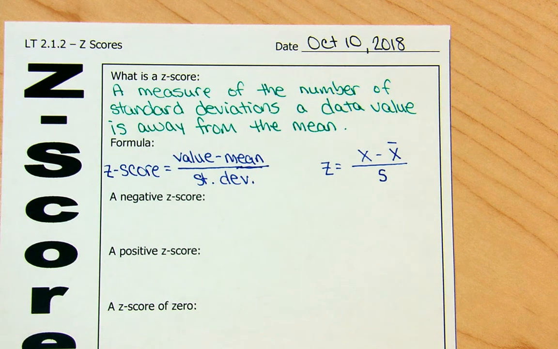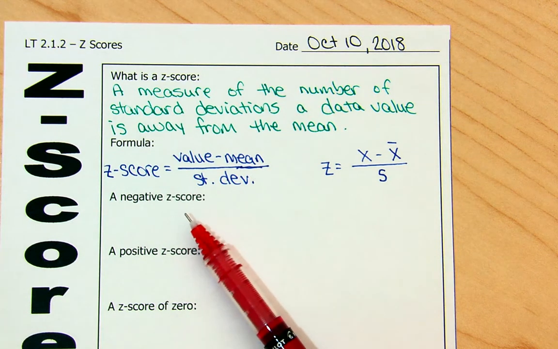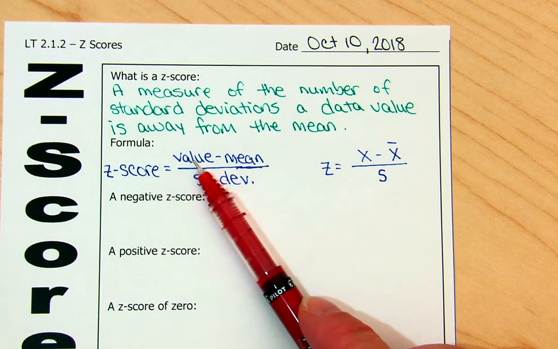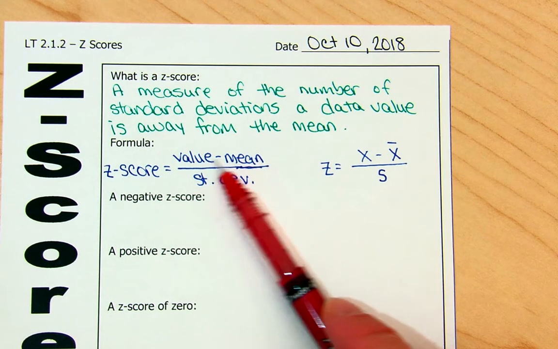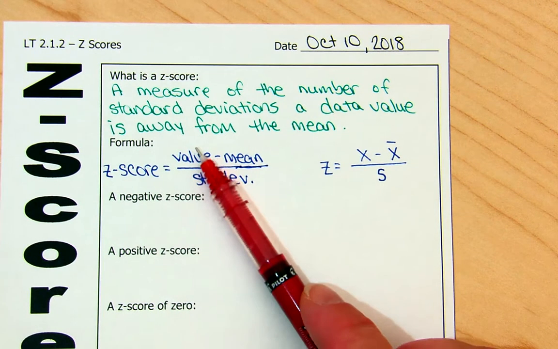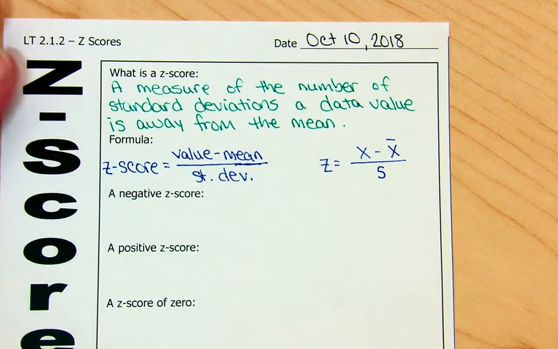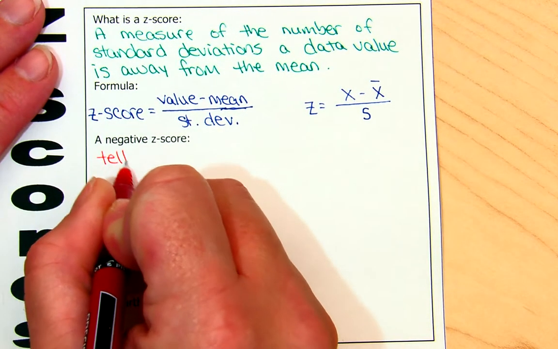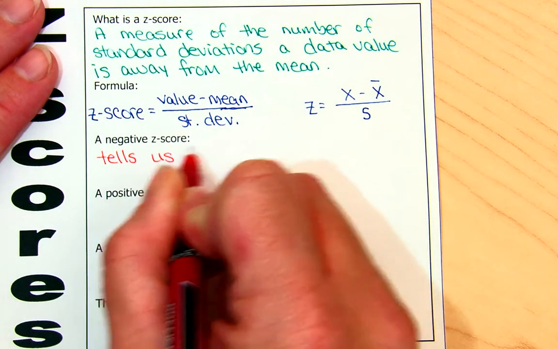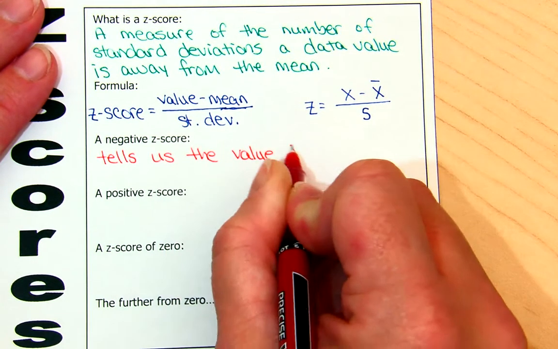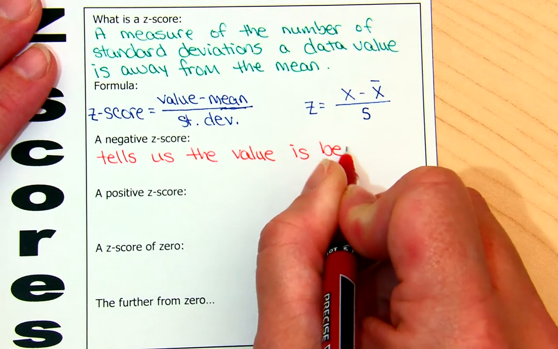So if we do this calculation and we get a negative value, that means the number we subtracted was bigger than the number that we started with. So this subtraction yielded a negative. That means the mean is bigger than the value. So this tells us the value is below the mean.